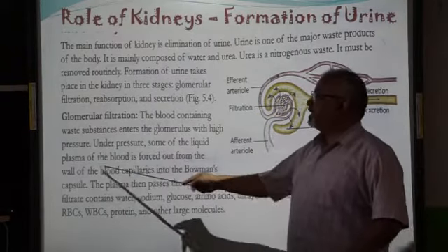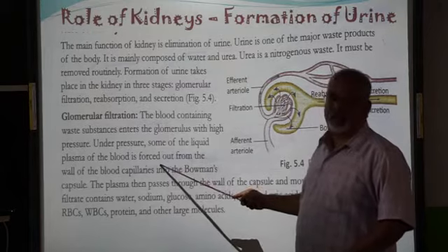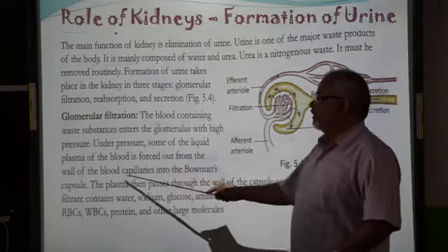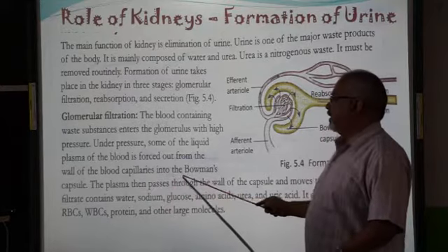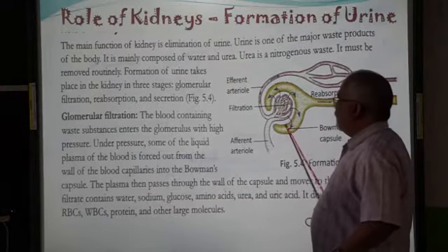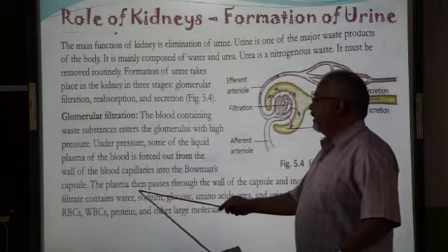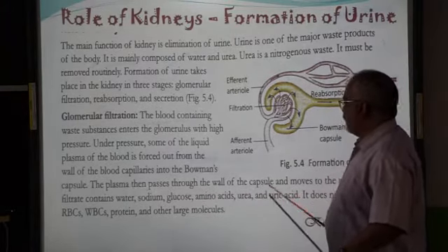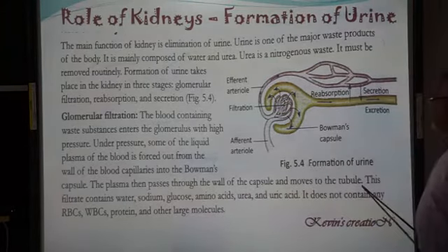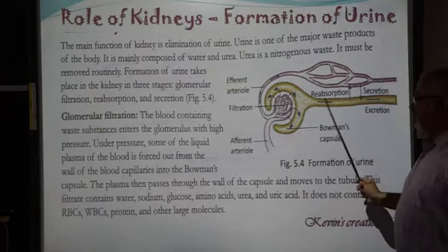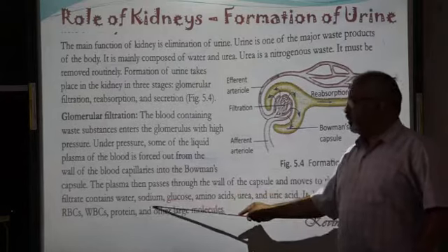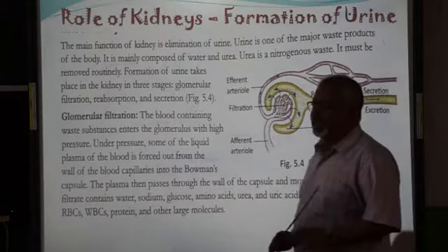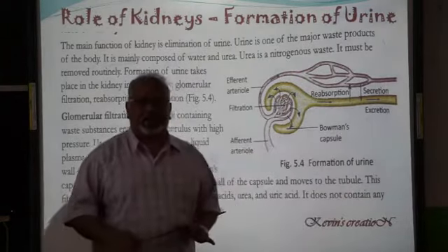some of the liquid plasma of the blood is forced out, comes out from the walls of blood capillaries just due to the pressure into the Bowman's capsule. So it comes here. The plasma then passes through the walls of capsule and moves to the tubule. Okay, here. Now filtrate contains water, sodium, glucose, amino acid, urea and uric acid.